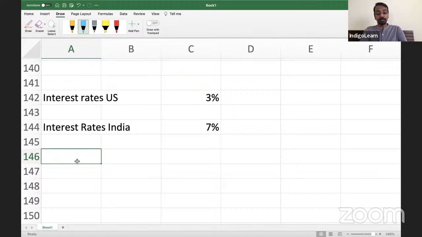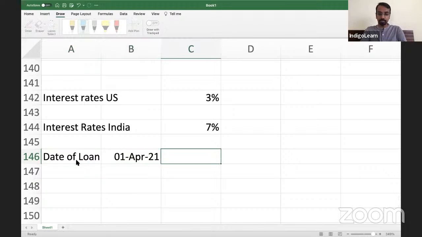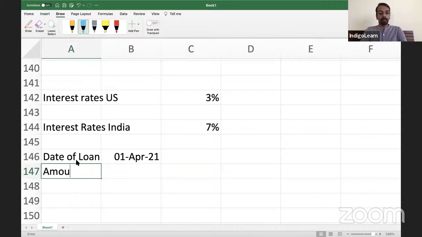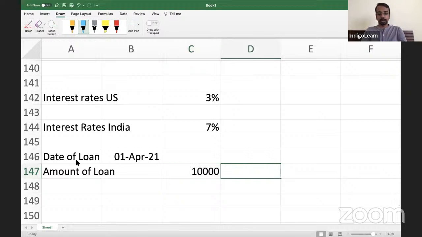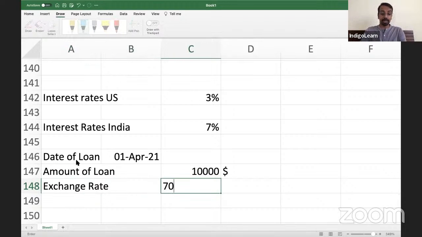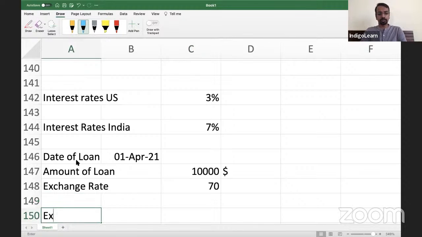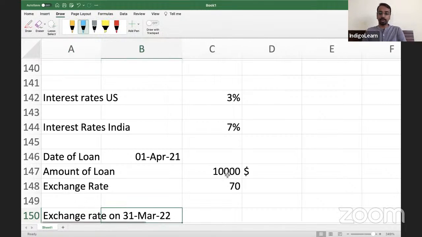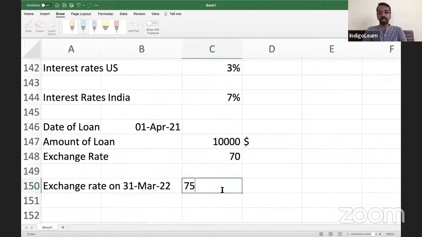Remember, let us assume date of loan is 1st April of 21. Amount of loan is, let us say, $10,000. Exchange rate on the date of borrowing is say 70. And for a moment assume exchange rate on 31st of March of 22, that is after 1 year, maybe settled or maybe unsettled, is 75.